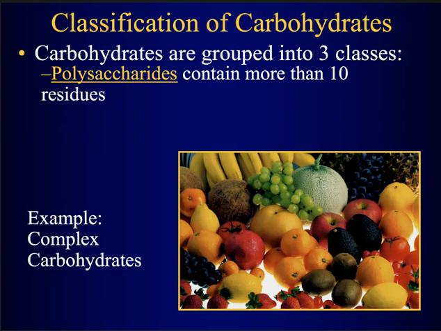So our last one is a polysaccharide, which contains 10 or more of these residues. So 10 or more monosaccharides. And these are our complex carbohydrates. So these are a lot of ones that you see in fruits and breads and such.